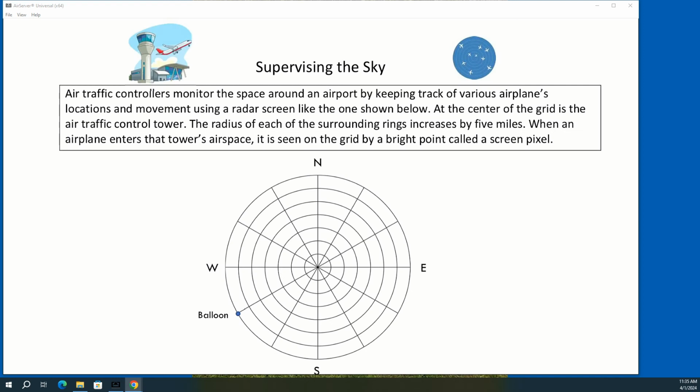Air traffic controllers monitor the space around an airport by keeping track of various airplanes' location and movement using a radar screen like the one shown below. At the center of the grid is the air traffic control tower. The radius of each of the surrounding rings increases by 5 miles. When an airplane enters the tower's airspace, it is seen on a grid by a bright point called a screen pixel.